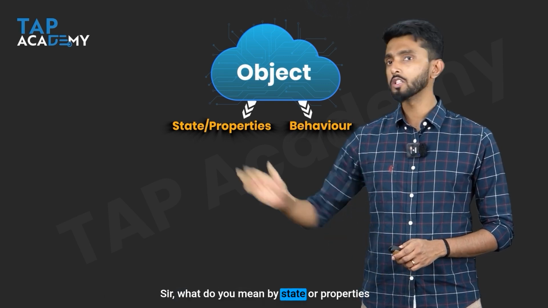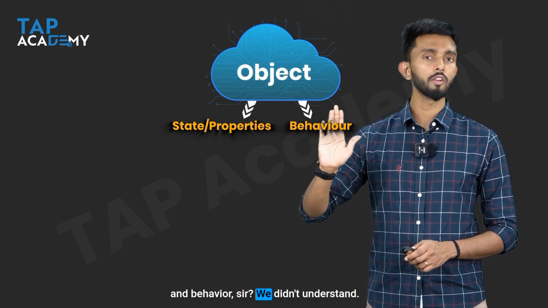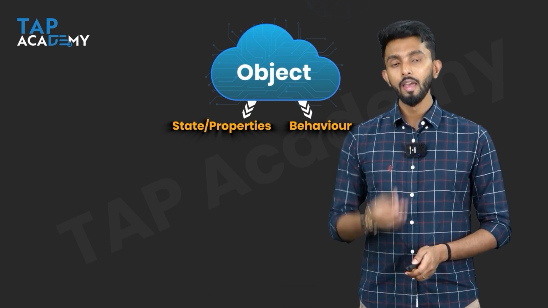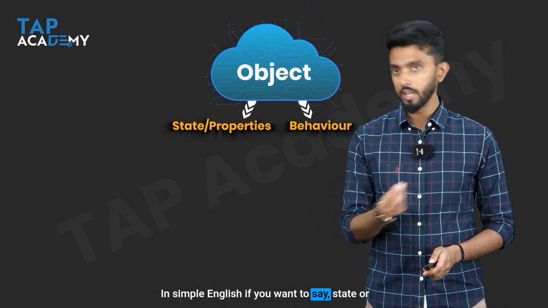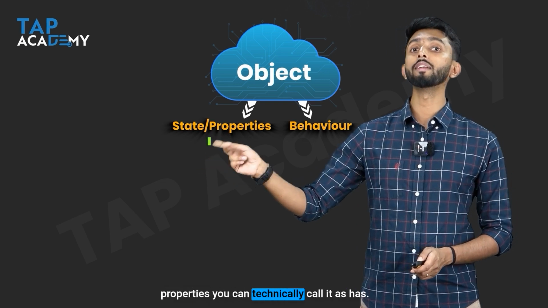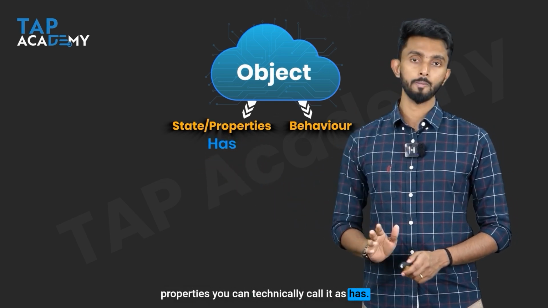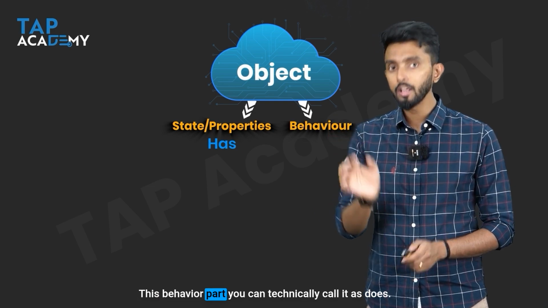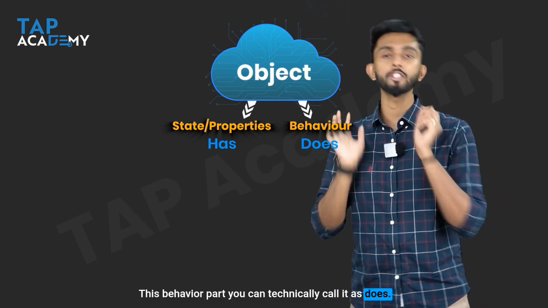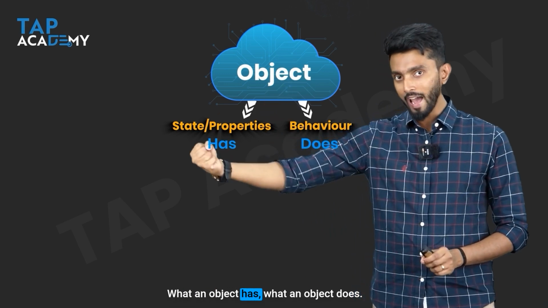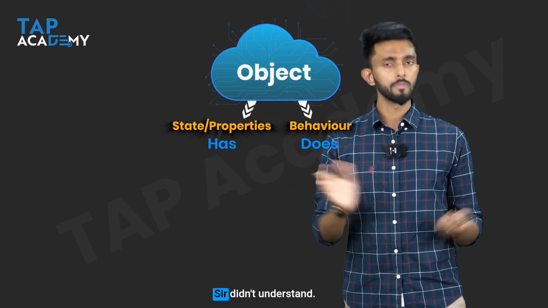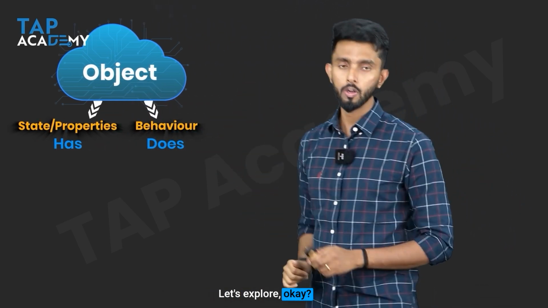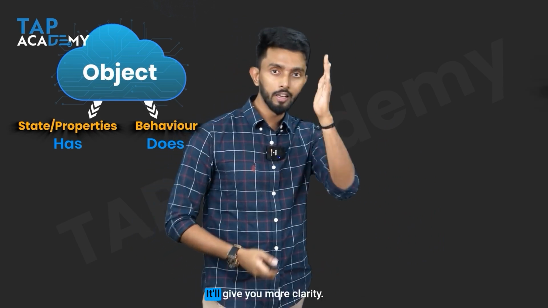Sir, what do you mean by state or properties and behavior, sir? We didn't understand. Don't worry, I'll explain. In simple English, if you want to say, state or properties you can technically call it as has. This behavior part you can technically call it as does. What an object has, what an object does. Sir, didn't understand. Let's explore, okay? Let's take one example. It'll give you more clarity.